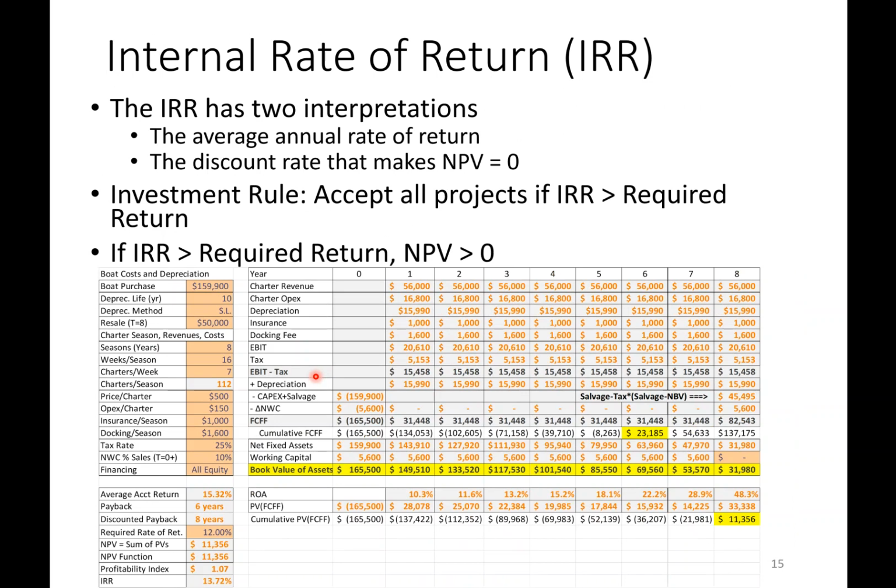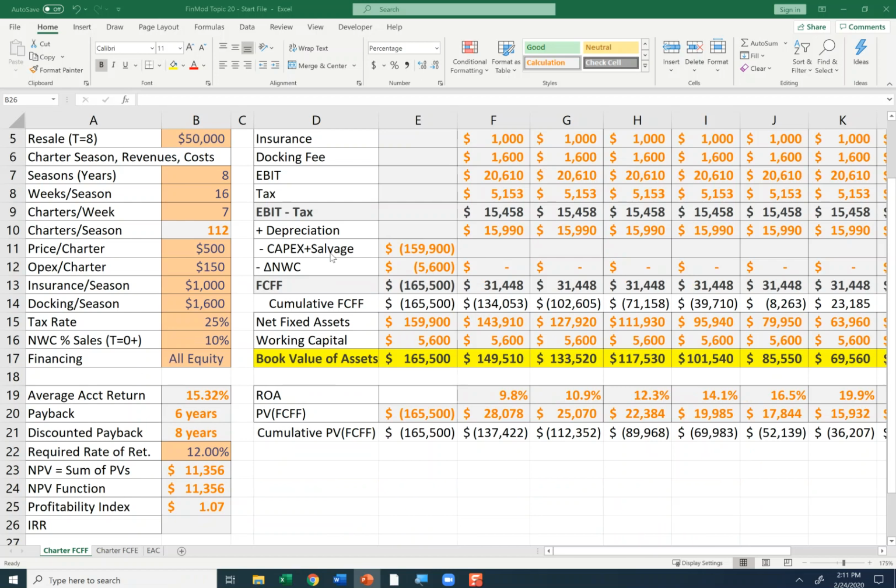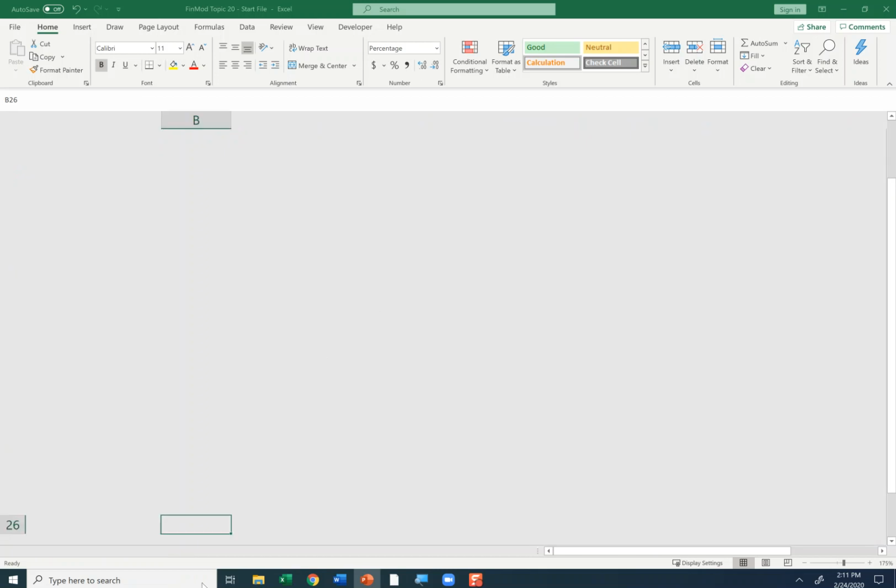The IRR has two interpretations. It's the average annual rate of return of cash flows, and that's the rate of return on the initial investment. The other one is the discount rate that makes the NPV equal to 0. So I'm going to go ahead and calculate the IRR, and I can do it two ways. Whoops, let me bring back that spreadsheet.